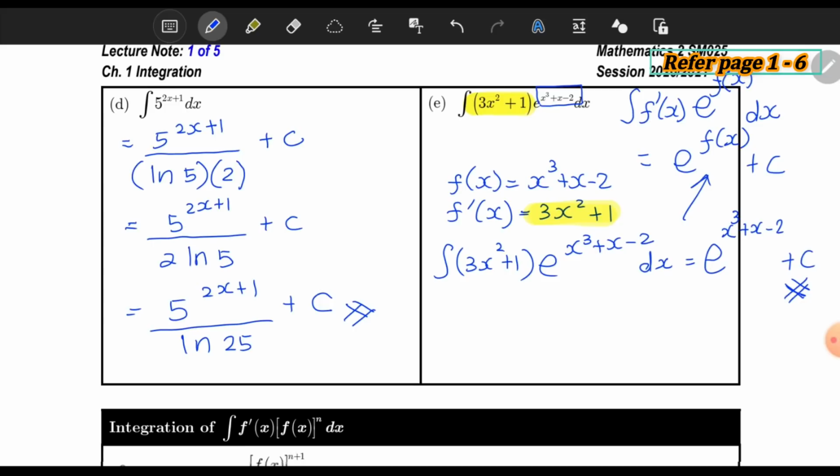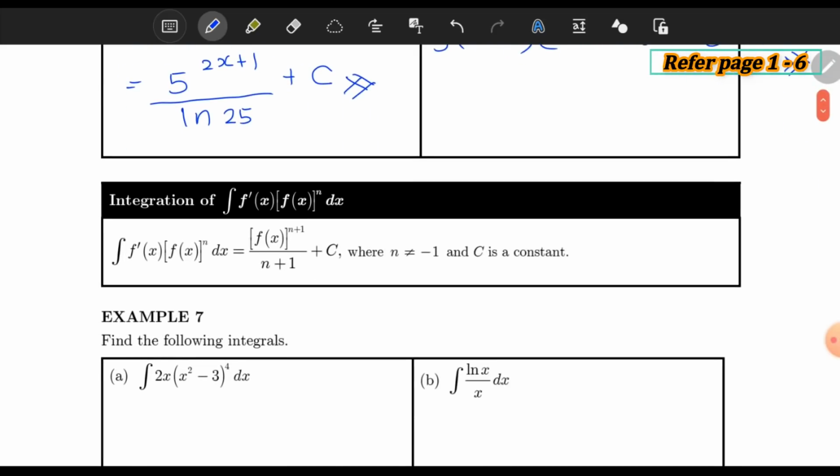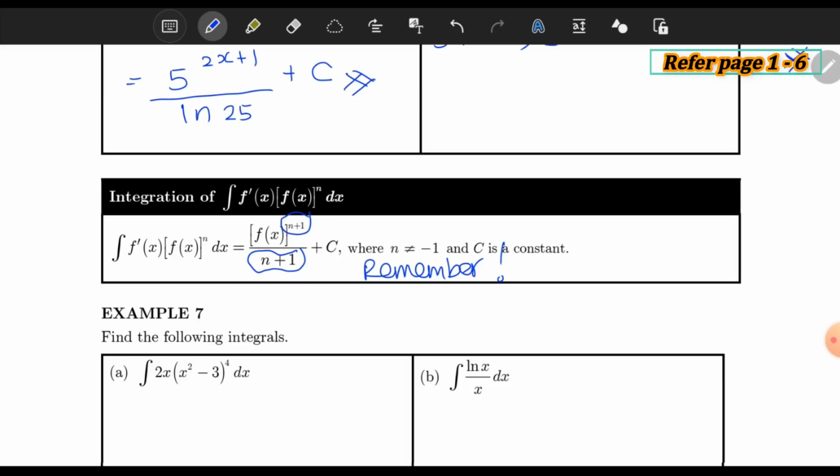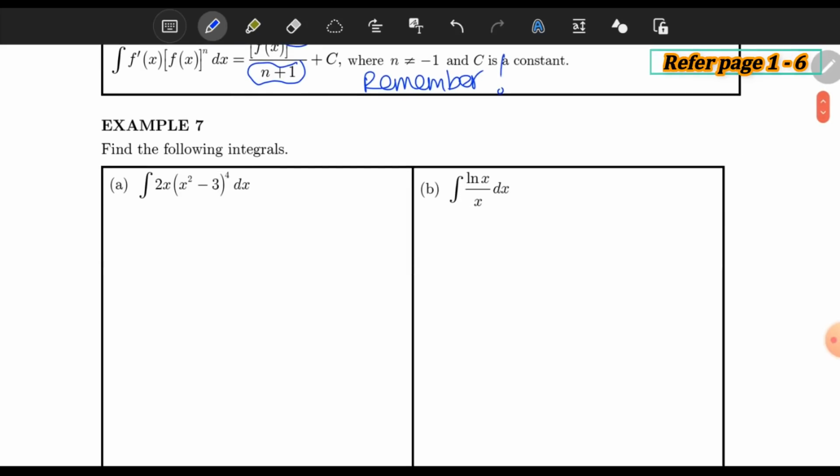The next one, integration of f prime x times f(x) power of n. The answer is f(x) power of n plus 1. We increase the power by 1, divide by n plus 1, the new power, plus c. This is the third rule that you all must remember. We go to the example.